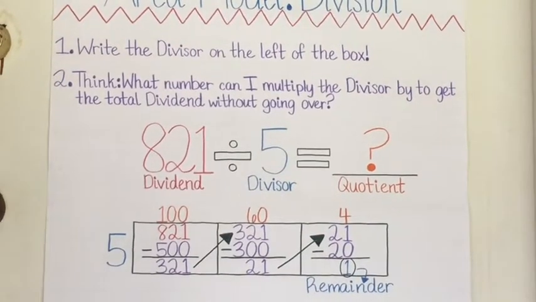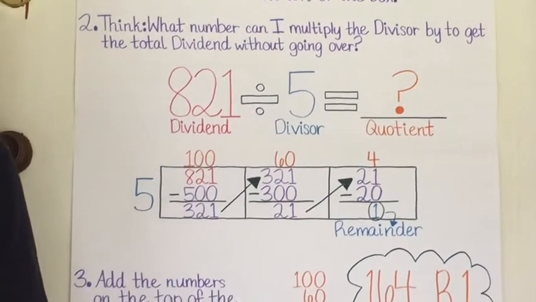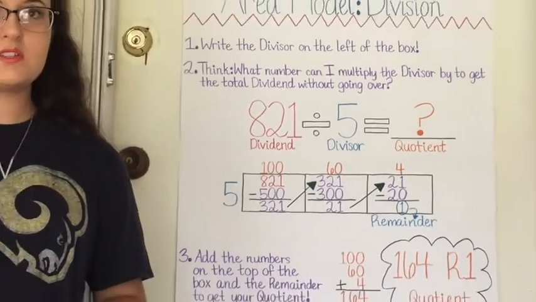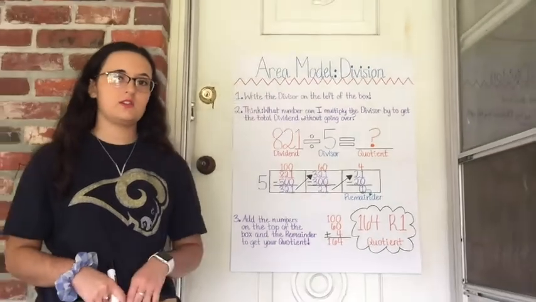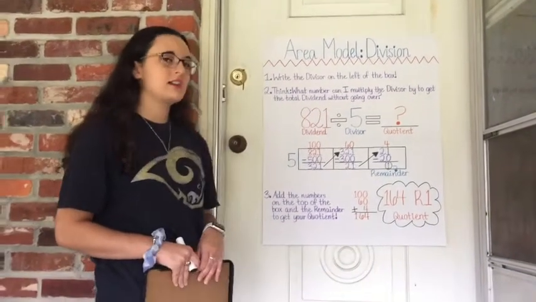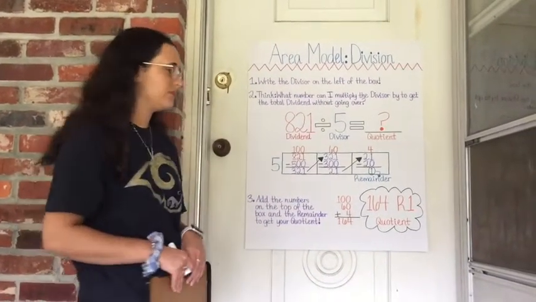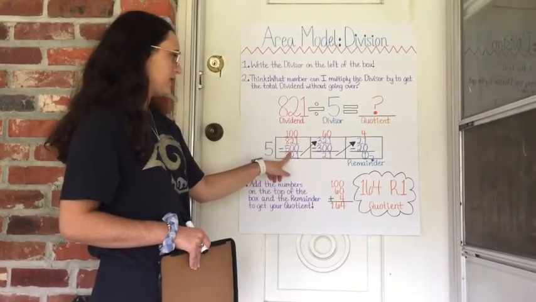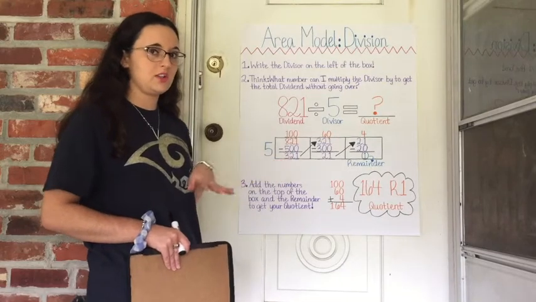So I'm going to do this exact same problem when I get done going over this one and show you that you can really use any numbers and still get the same answer as long as you don't go over. But for now, I just chose a friendly number of 100. So if you have 100 times 5, you would get 500, and you didn't go over 821, so you're good.